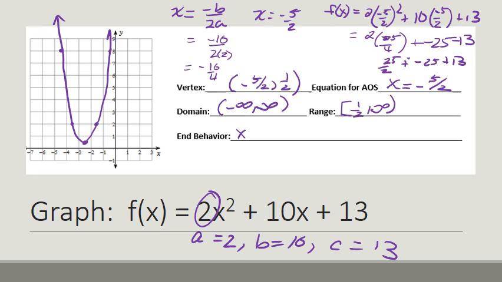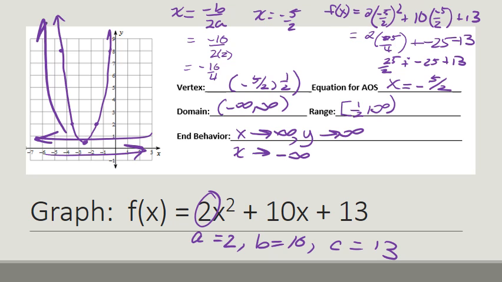My end behavior, as x goes in this direction, y is increasing. So as x goes to infinity, y goes to infinity. And as x goes to negative infinity, so we're reading the graph in this direction, my y's are increasing, so y goes to infinity.